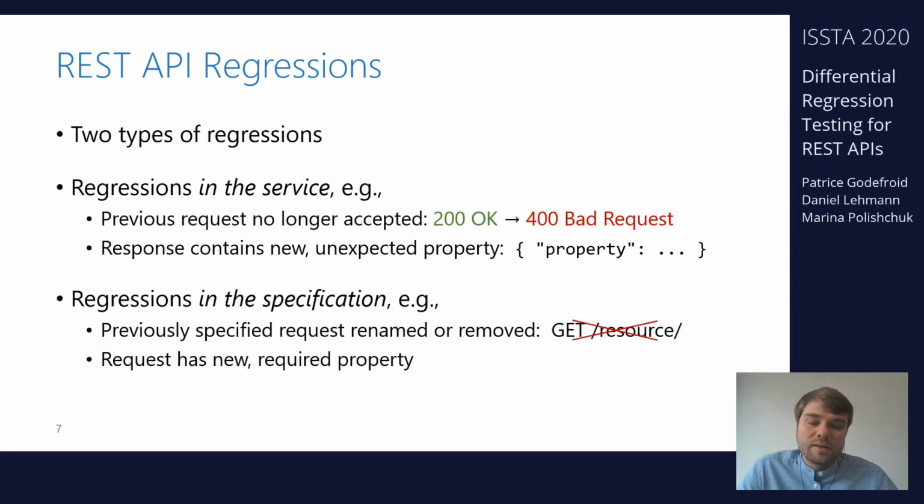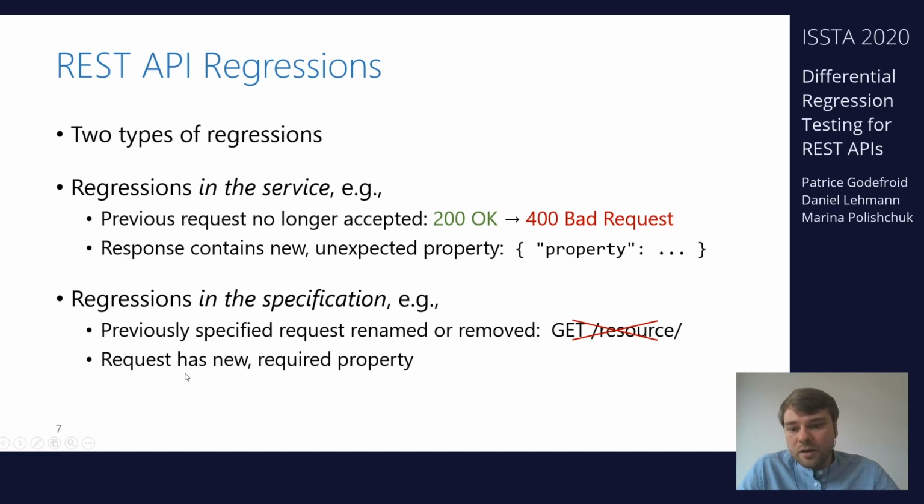So the idea here is that the service itself is correct, but the new specification makes it difficult for third-party developers to derive or implement new clients for this specification. An example of that could be that your old specification had a request specified, but the new specification either removed or renamed that particular endpoint. And then this makes it impossible for new clients to provide implementations for this request.